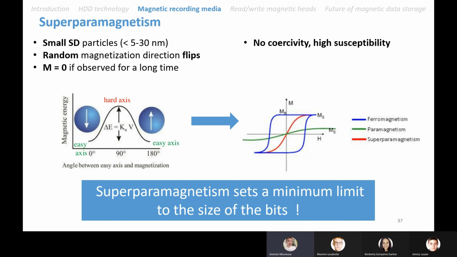To enter the superparamagnetic state, the ferromagnetic nanoparticles have to be smaller than between 5 and 30 nanometers. In this state, the magnetization direction randomly flips due to the thermal excitation. If we observe the particle, the apparent magnetization can seem to be null. Then, in the superparamagnetic state, particles have no coercivity but a high magnetic susceptibility.